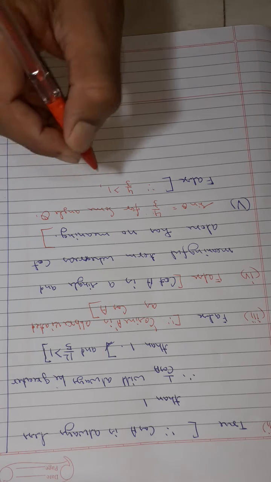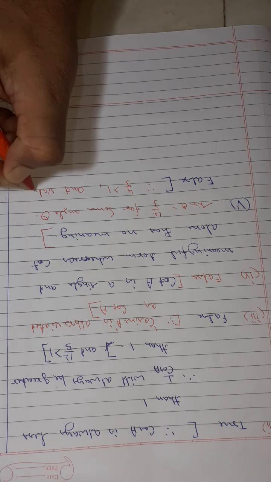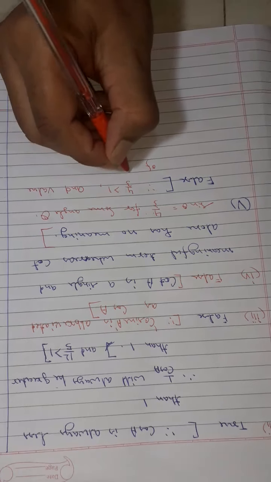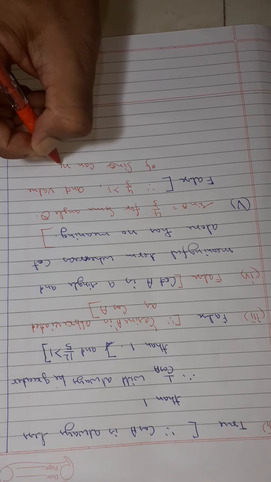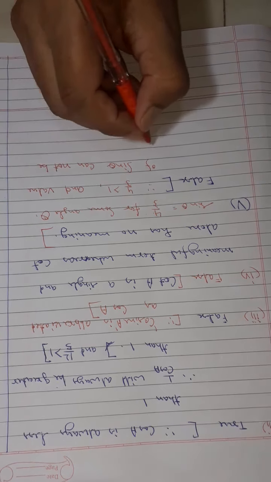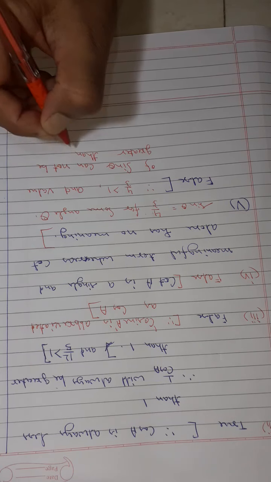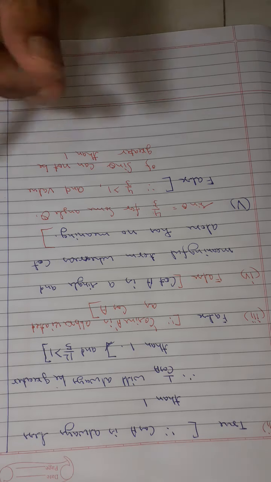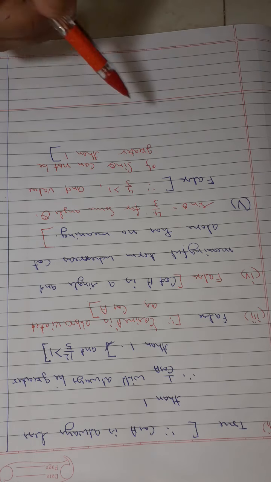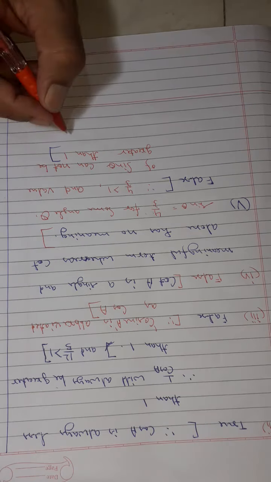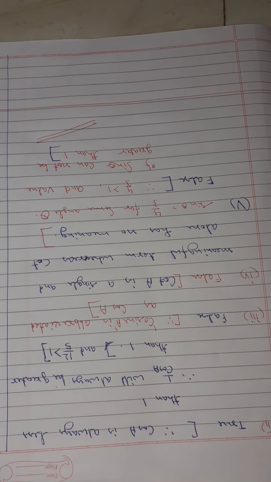And the value of sin theta cannot be greater than 1. So this cannot be greater than 1. Clear? So this exercise is totally, fully completed.